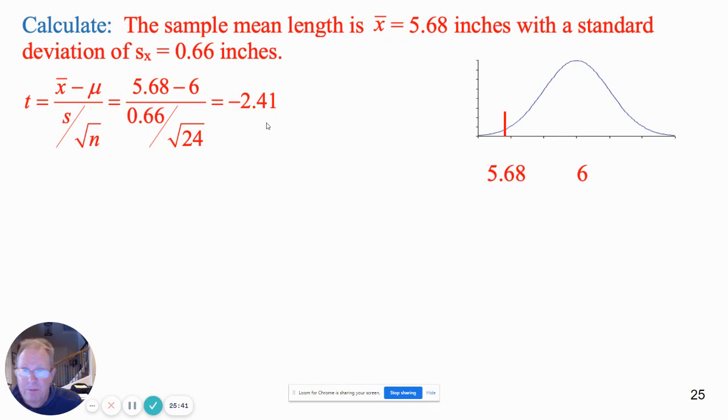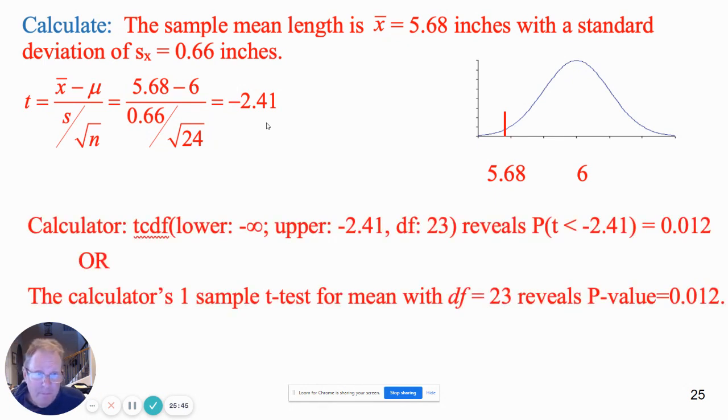Now I want to do our calculator work. We know the p-value, so you could just write down that last sentence from what we did before. The calculator's one sample t-test for the mean with degrees of freedom 23 reveals a p-value of 0.012. That would be fine. But remember, with the t-statistic, you always have to report the degrees of freedom.